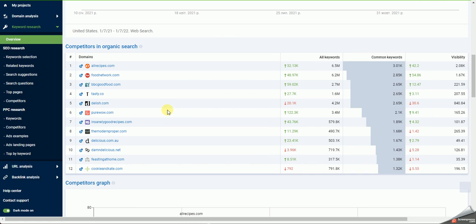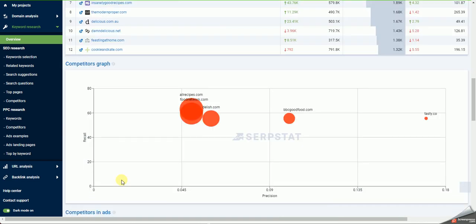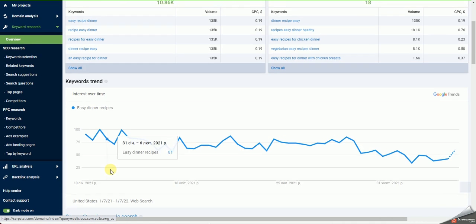It also shows you competitors in organic search for this keyword, and it shows you if their rank has gone up or if their rank has gone down. And it shows you the graph for those competitors too, as well as ads if you run paid ads.